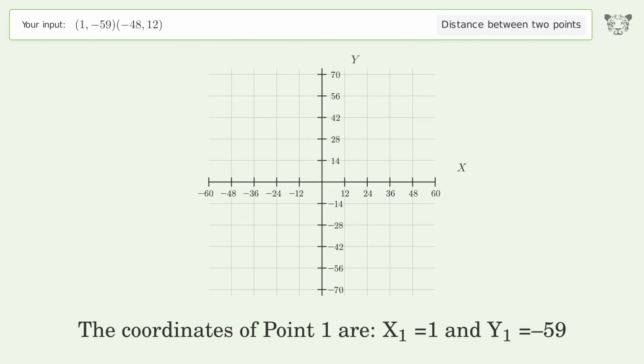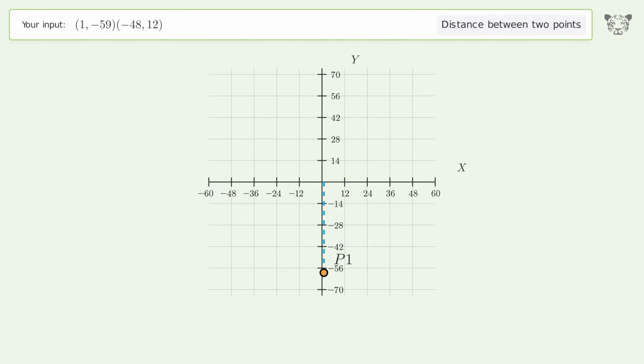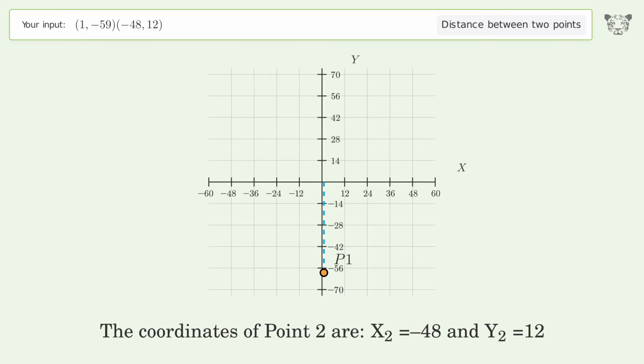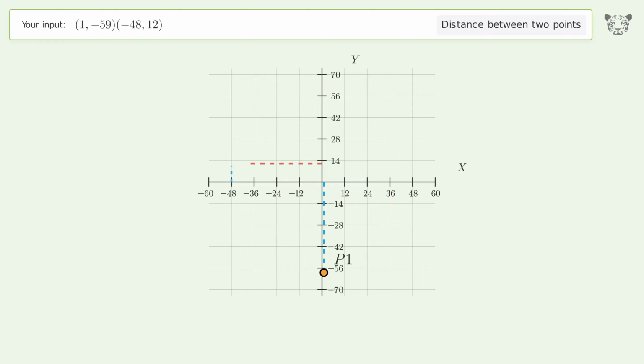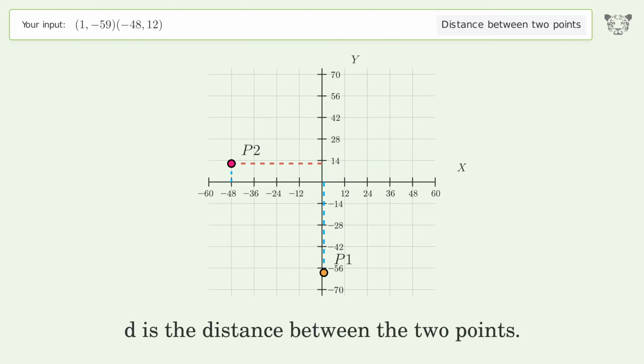The coordinates of point 1 are x1 equals 1 and y1 equals negative 59. The coordinates of point 2 are x2 equals negative 48 and y2 equals 12. D is the distance between the 2 points.